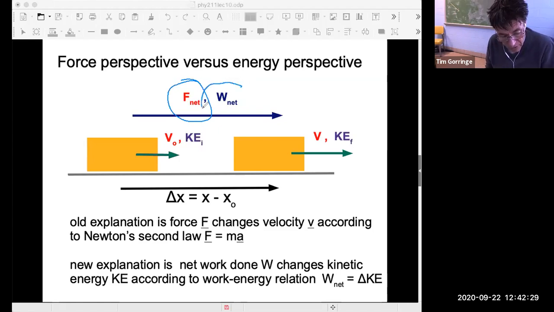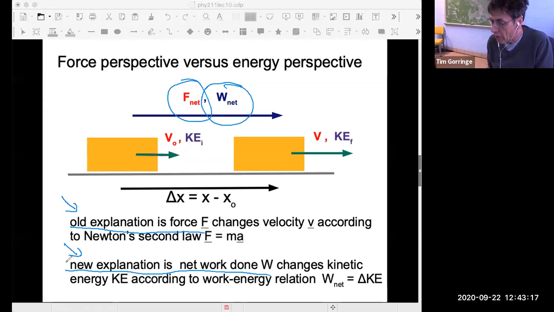But now we're turning to a second way of analyzing the motion of the block across the table. And in this way of thinking about it, we think about the net work that's done on the object. So that's this symbol here. That net work acting on the object changes the kinetic energy of the object. And that's in accord with the work-energy relationship, that the net work on the object is equal to the change in kinetic energy. So these are the two perspectives, the old one, the force one, and the new one, the energy one.